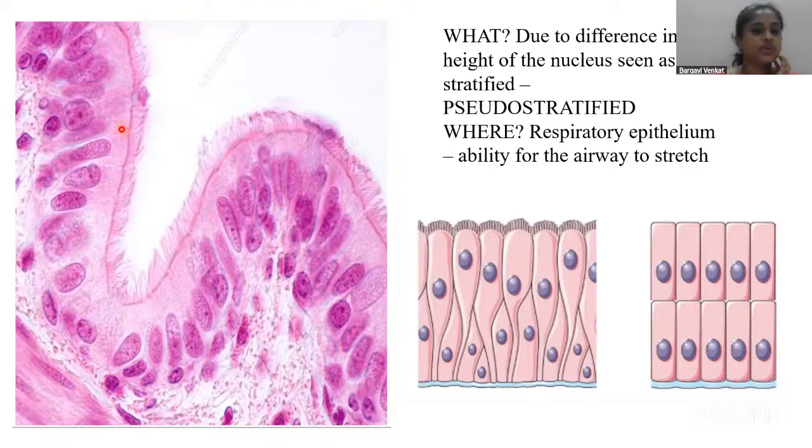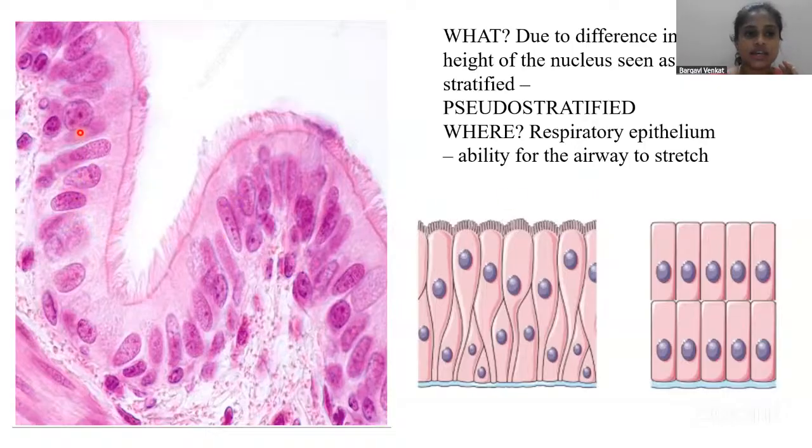Okay, see, so you can see the stratifications here. Like you can see the multiple nuclei arranged in various heights. You can see one nucleus here, one nucleus over there, one nucleus here and all. But the main thing is these are not original stratifications. This is because there is a difference in the arrangement of nuclei height.